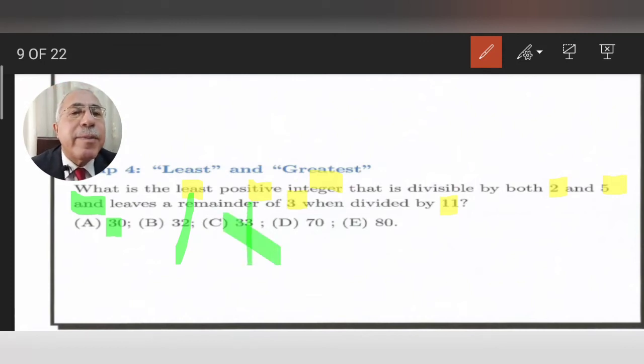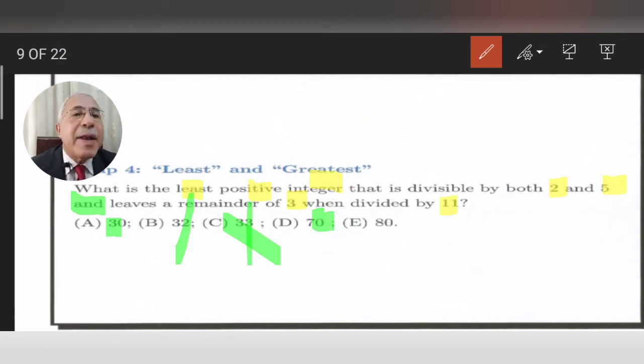I don't want it. Okay, 70, yes, it's divisible by 2. Why? Because the unit is 0. And is it divisible by 5? Yes, it's divisible by 5 because the unit is 0. Okay, so this is okay with me.